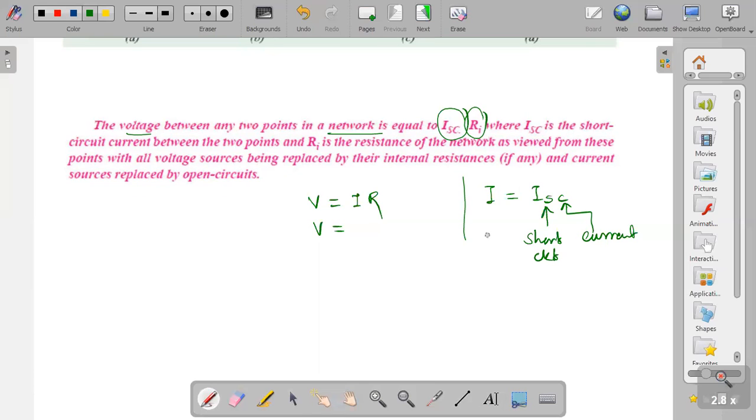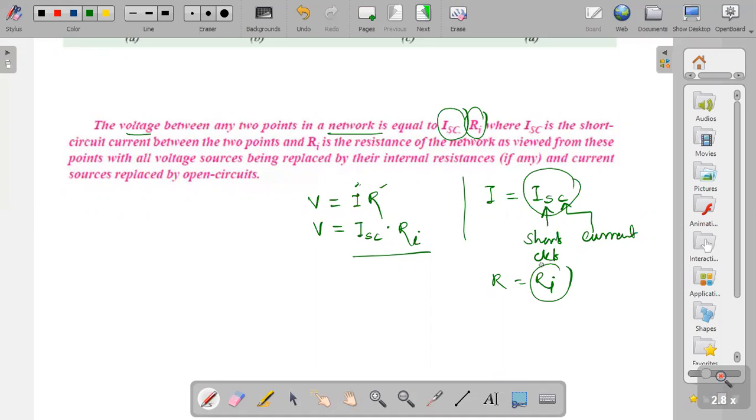And suppose R equals your internal resistance, which is parallel to the constant current source. Therefore, instead of I, can I write Isc? Yes. And R, I can write Ri. Which theorem is this? This is Norton theorem. In Norton theorem, the voltage between any 2 points of the network is equal to current into resistance. What is your current? Current is your short circuit current, and Ri is your internal resistance.